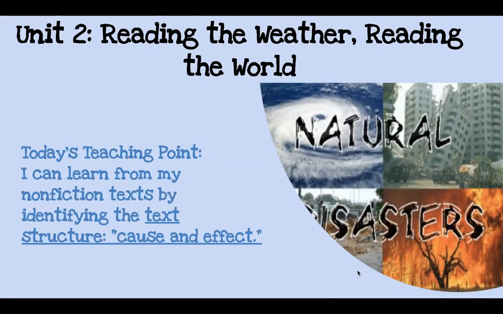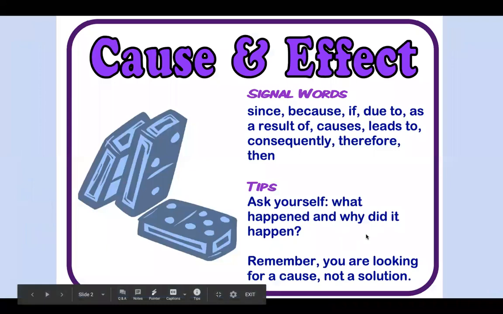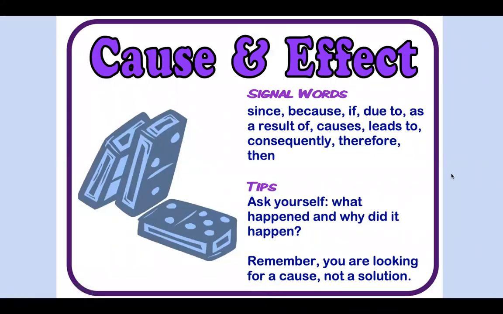So we're going to take a look at some signal words here. And these are words that can help you identify if the text is cause and effect. So you might see words like since, because, if, due to, as a result of, causes, leads to, consequently, therefore, then. These are words that start to signal that there might be some type of issue, and then there's a cause, and then it leads to things that happen.